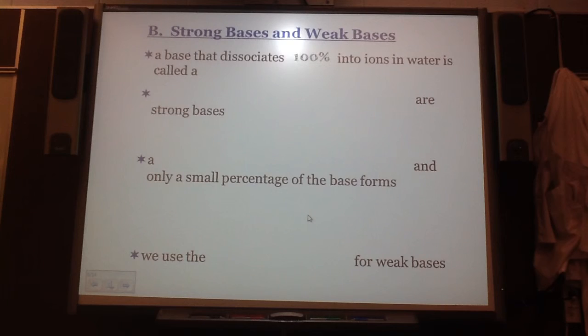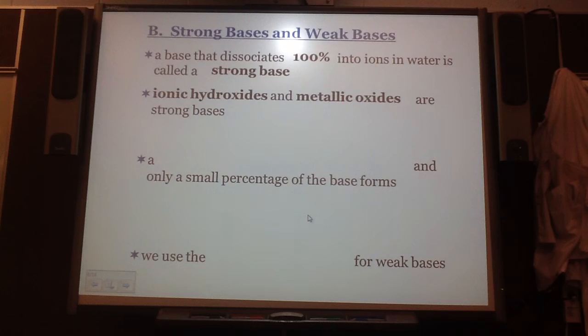Okay, so now bases. A base that dissociates 100% into ions in water is called a strong base. See how I use the word dissociate rather than ionize? Because a base is an ionic compound. Acids ionize. Ionic hydroxides and metallic oxides are strong bases.